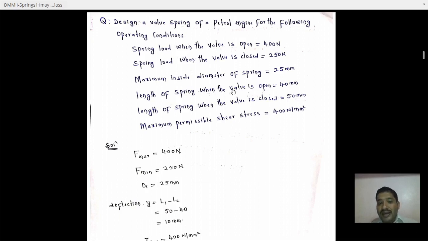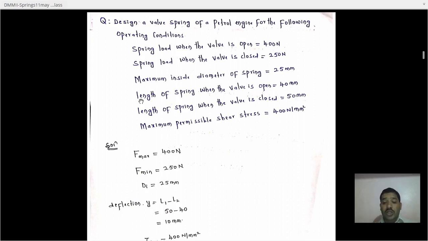The maximum inside diameter of the spring, let us assume this is the spring, the inside diameter di is given here as 25 mm. The length of the spring when the valve is open is given as 40 mm, represented by L2. The length of the spring when the valve is closed is represented by L1 equal to 50 mm.